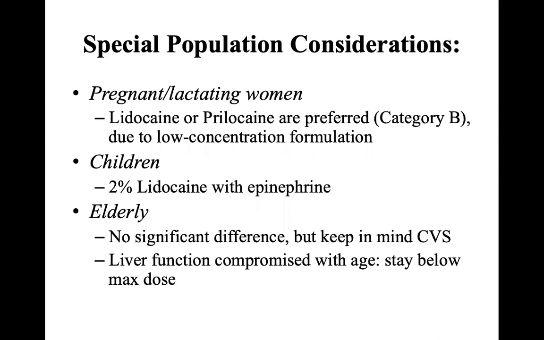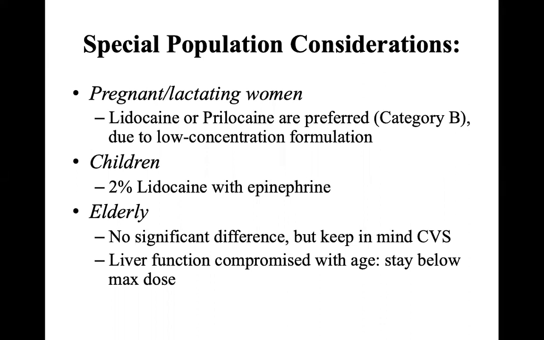One of the last points I want to make is to touch on special population considerations. Local anesthetics can be administered to pregnant and lactating women, but one needs to aspirate before injecting, to minimize any likelihood of intravascular injection. Lidocaine and prilocaine are the preferred local anesthetics because they're category B according to the FDA due to low concentration formulation. And we don't have any major concern with the vasoconstrictor here.